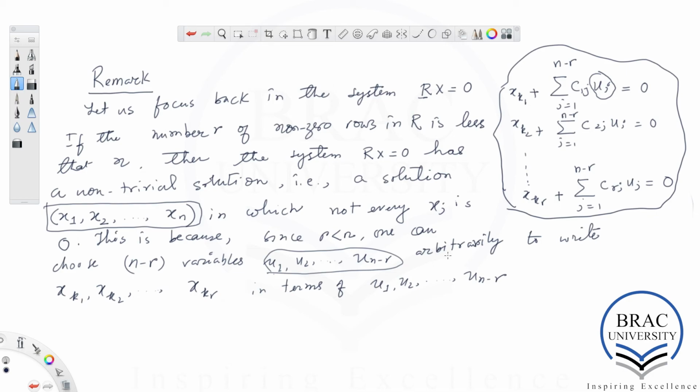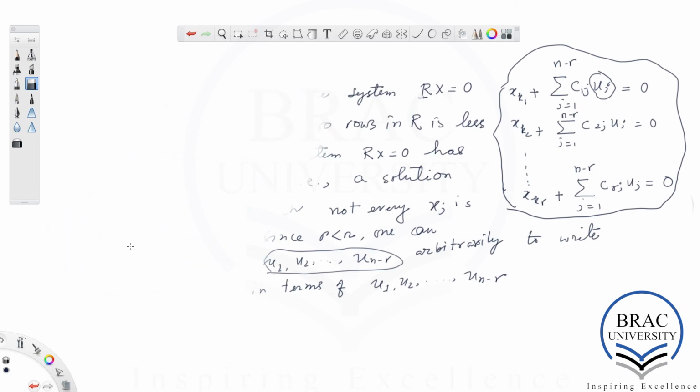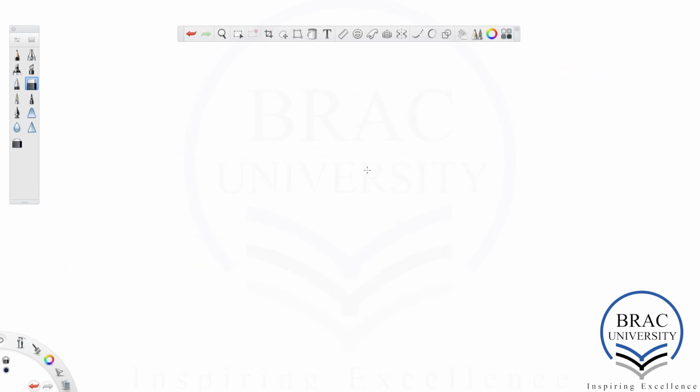So, in other words, there will always be a non-trivial solution. Whenever the number of non-zero rows of the row-reduced echelon matrix is strictly less than n, where n is the total number of variables, there will always exist a non-trivial solution of the system. Okay, so now we have the following theorem, which follows from this observation put in the remark.